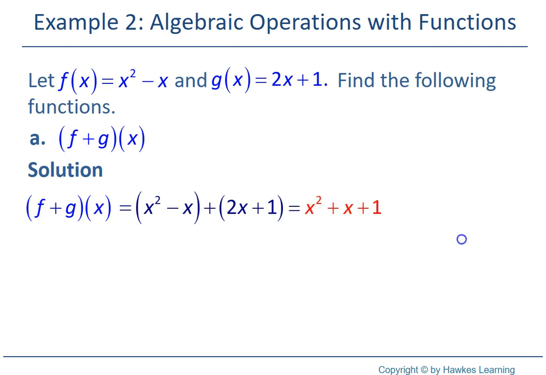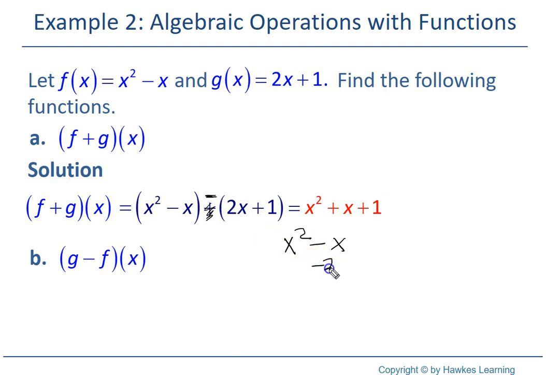And there it is. Now for B, we're going to do the subtraction. So we have x squared minus x on top. Now here, instead of a plus sign, remember it's going to be a negative sign. Take away the plus because we're subtracting. And then to subtract, we remove the parentheses, change each of these signs.